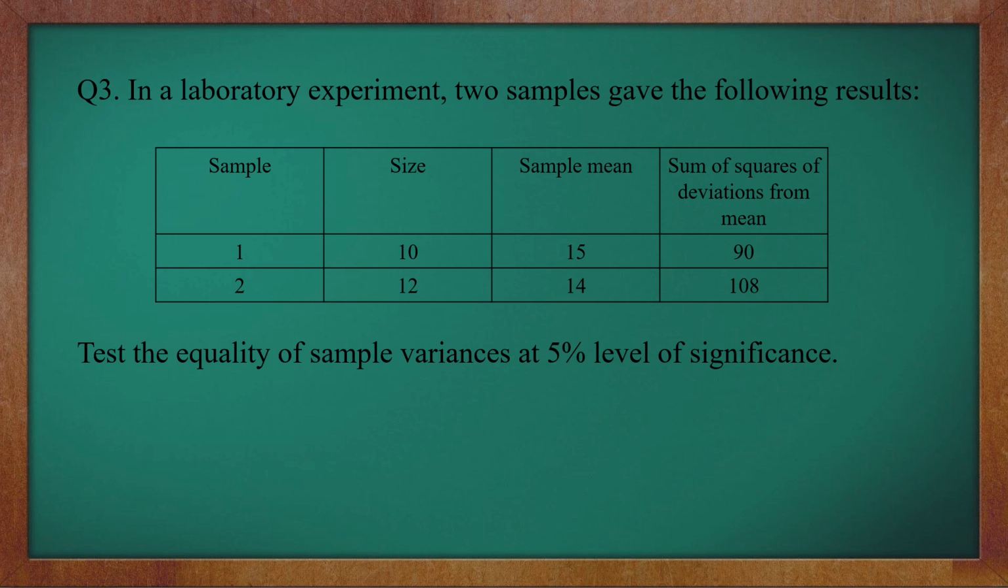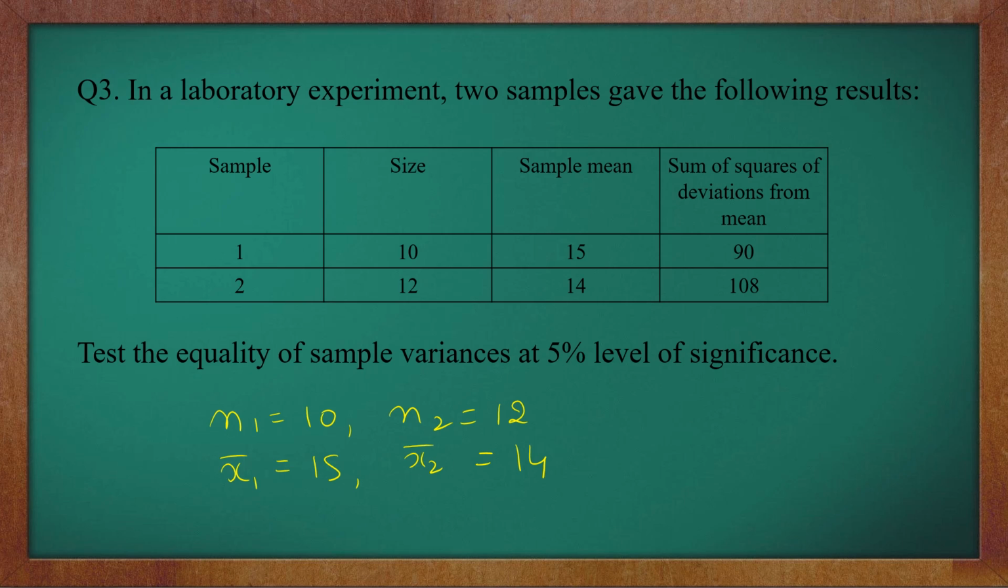In a laboratory experiment, two samples gave the following result. First, n1 is 10 and n2 is 12. Sample mean x1 bar is 15, x2 bar is 14. Always keep in mind, guys, always write the given things. Whatever is given, always write it down. Then the question is very easy for us.